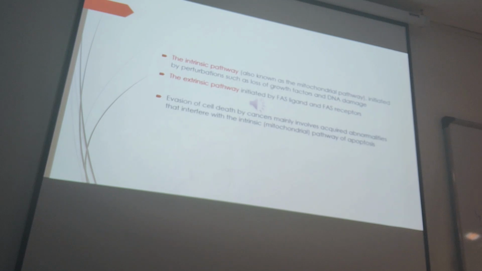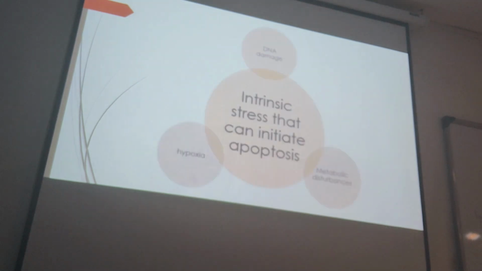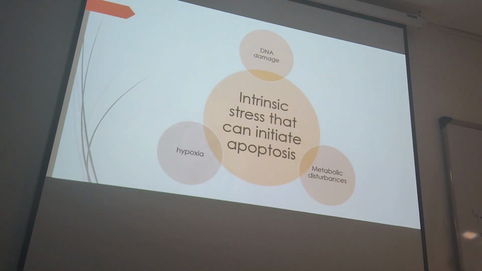Evasion of cell death by cancers mainly involves acquired abnormalities that interfere with the intrinsic or mitochondrial pathway of apoptosis. There are many intrinsic stresses that can initiate apoptosis. As we said, DNA damage can initiate apoptosis, also some metabolic disturbance or hypoxia, for example, because of insufficient blood supply for any area. All of them can start the intrinsic pathway of apoptosis.